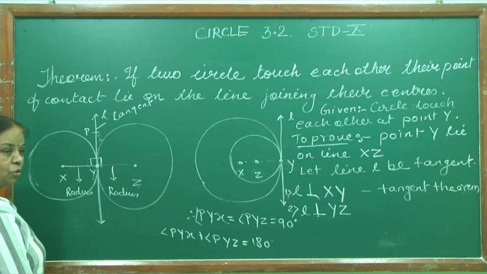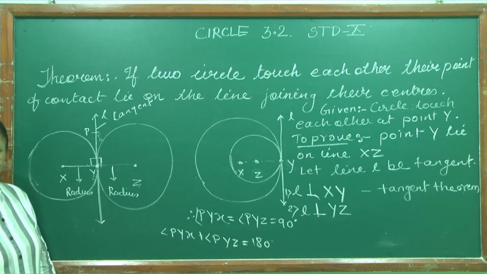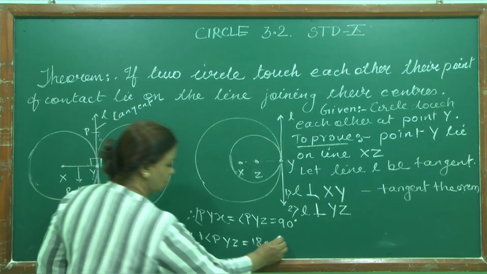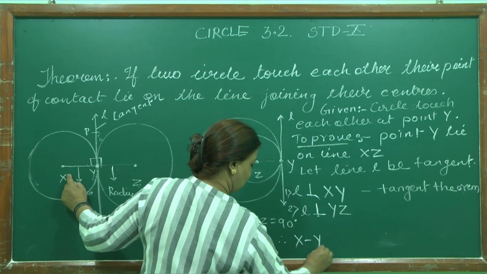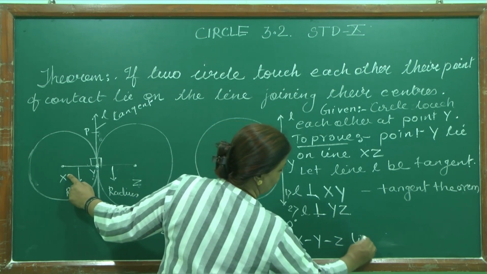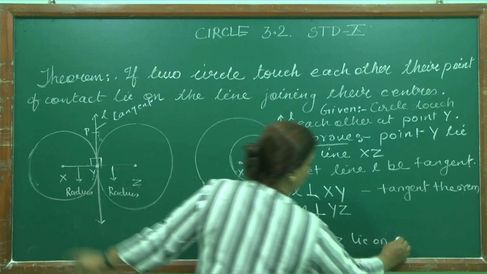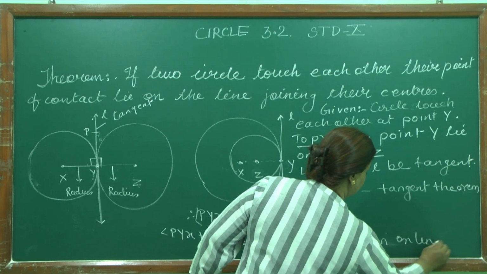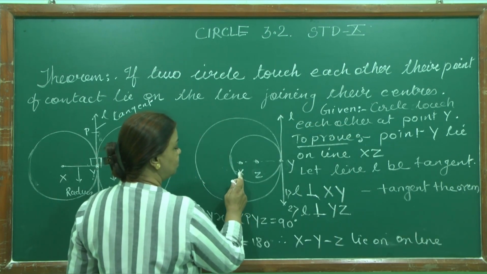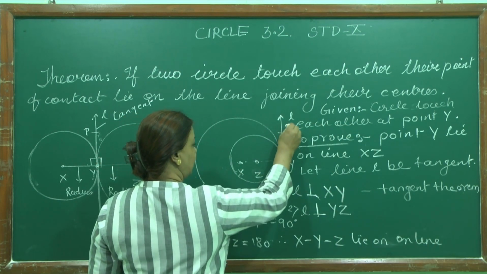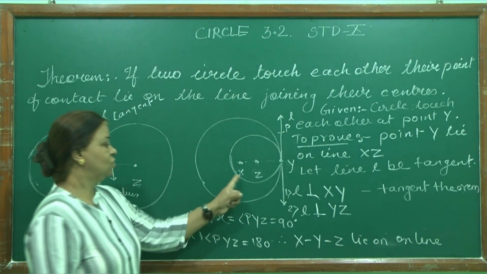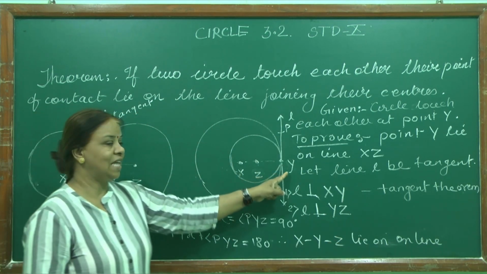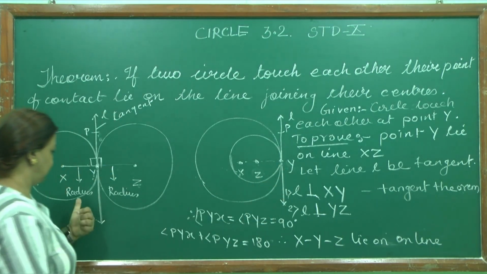Both the lines will be opposite, and therefore points X, Y, Z lie on one line. Similarly here, angle ZYP is 90 degrees. So all the 3 points lie on one line. Hence proved.